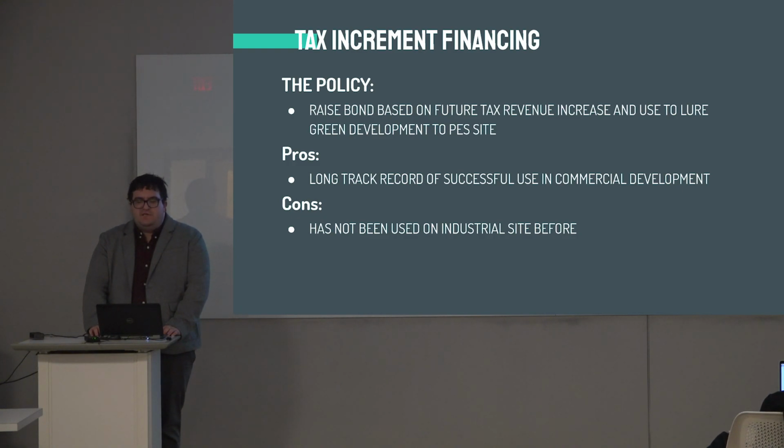We also identified tax increment financing as a potential alternative, wherein the city would raise a bond based on future tax revenue increase and use it to lure green development to the PES site. It has a long track record of successful use in commercial development, most notably in the Gallery complex on Market Street. However, it hasn't been used on an industrial site before. There are certain difficulties that you run into when applying this model to an industrial site, among them that you would have to remediate the land to a habitable standard.